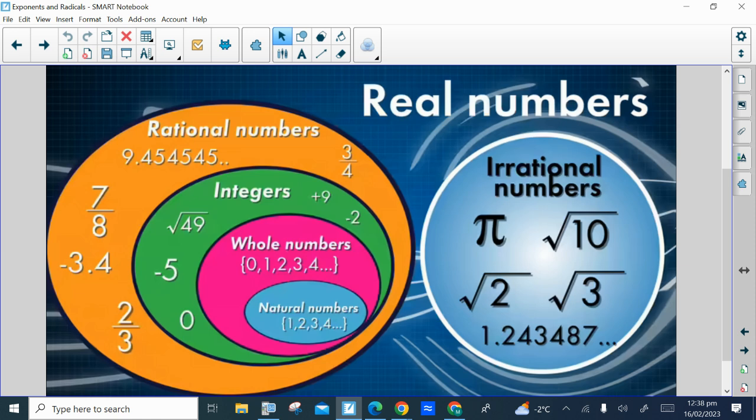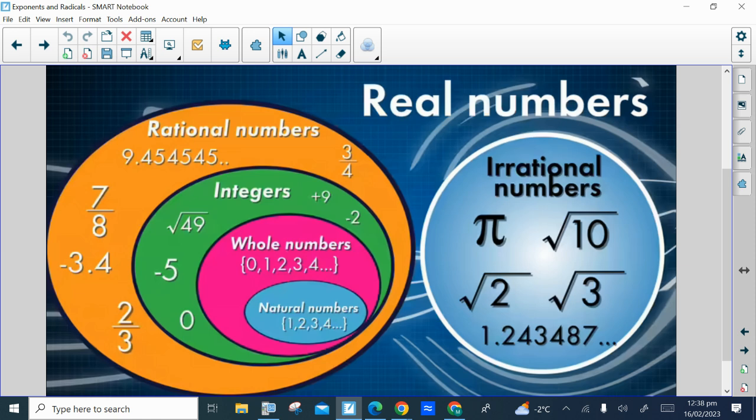And within the set of rational numbers, we have integers, which are positive and negative counting numbers. The reason root 49 is there is because the square root of 49 is 7. That is a positive counting number. Integers do not include any fractions or decimals, right? For those, you're looking at rational. Whole numbers are positive counting numbers, including 0. Natural numbers do not include 0, but are all positive counting numbers.